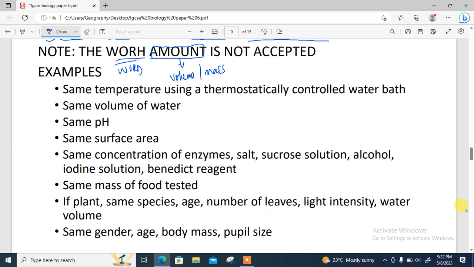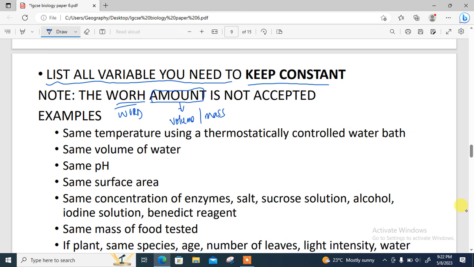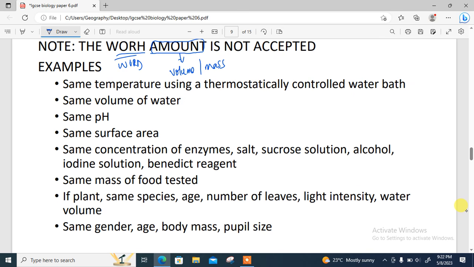Now, examples of ways you should keep things constant: you use the same temperature using a thermostatically controlled water bath. It helps to keep the temperature constant. You use the same volume of water. You see, I didn't say same amount of water. So take note of these key terms when writing these exams tomorrow. Now, you should also use the same pH, same surface area, same concentration of enzymes, same concentration of salt, sucrose solution, alcohol, iodine solution, Benedict reagent.